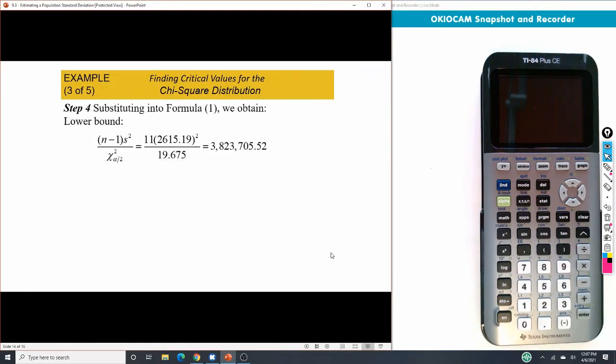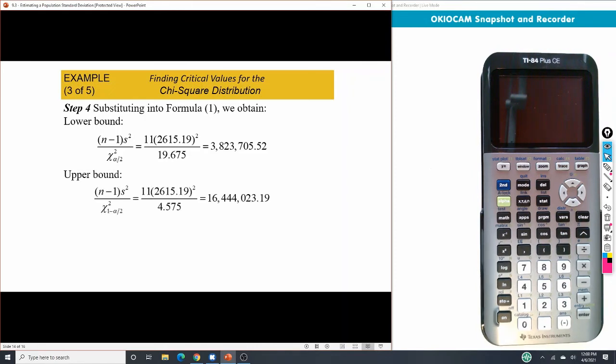So for our lower bound, we put in our 11 for our n, and then our s squared is the 2,615.19 squared, all divided by 19.675. Okay, and so that's a really big number, but that's okay. That's looking at our variance. And then the upper bound is an even bigger number. Okay.